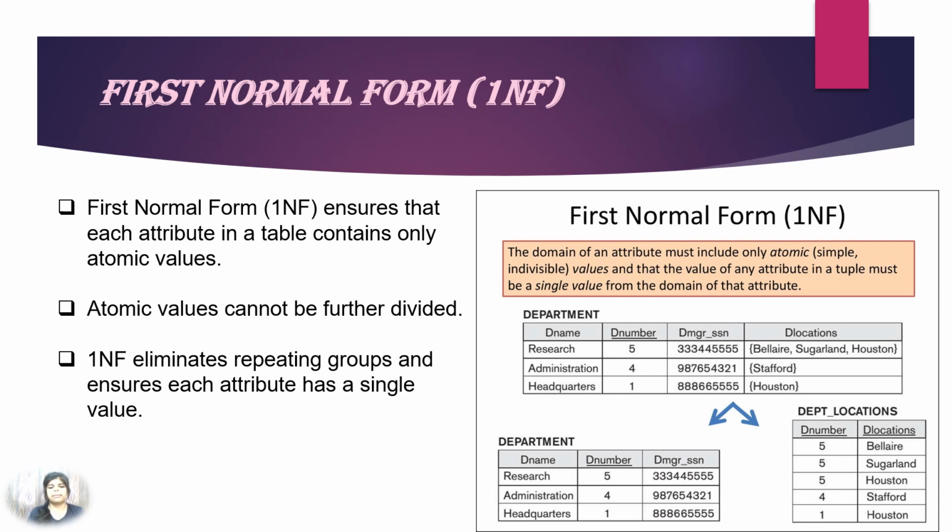Let's take the example of a department. In department, we need department name, department number, department manager SSN number, and the department locations. So we know that for first normal form we need atomic values. So let's segregate the D name, D number, and the D manager SSN as shown in the table.